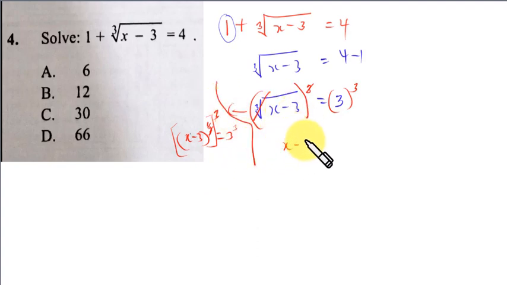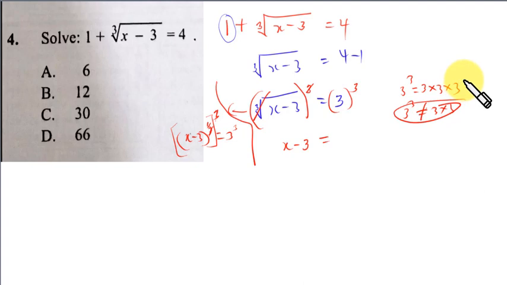I have x minus 3, and 3 to the power 3 is 27. 3 to the power 3 means 3 times 3 times 3. Note that 3 to the power 3 does not mean 3 times 3. No, that is not correct. This is correct. So that is 27.